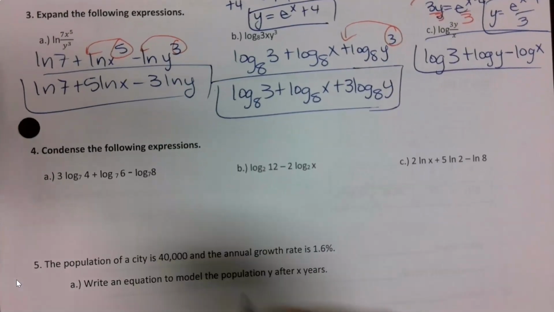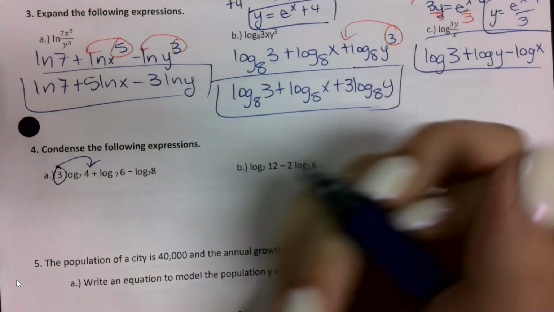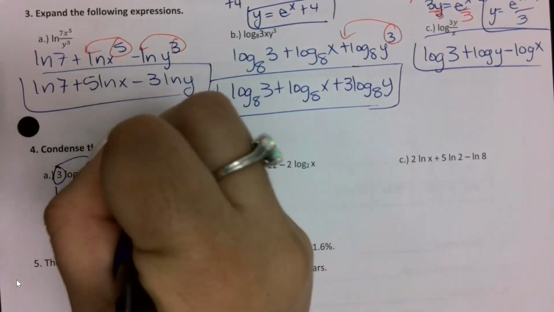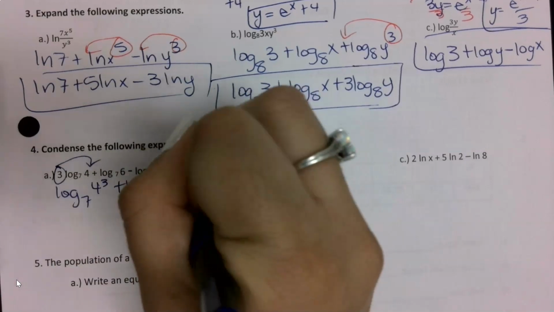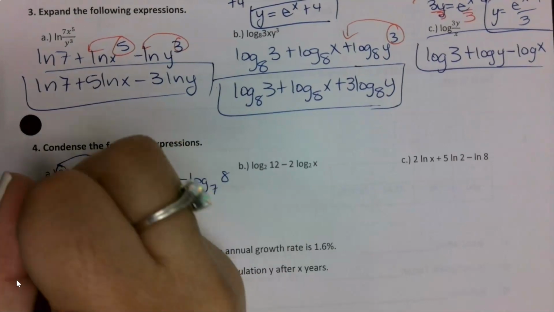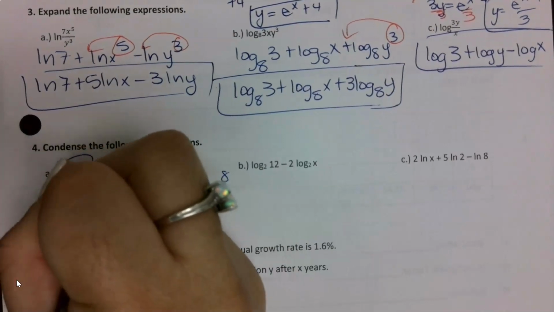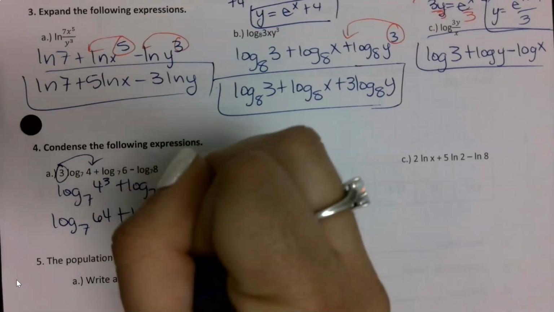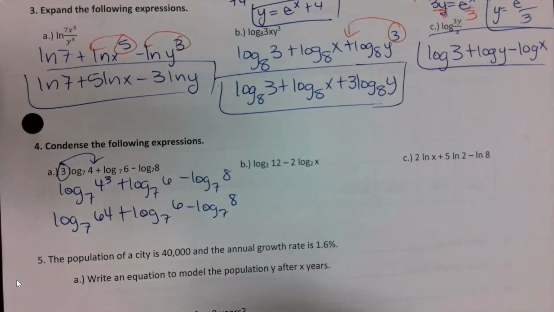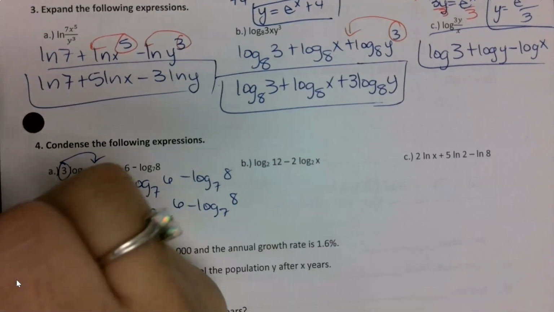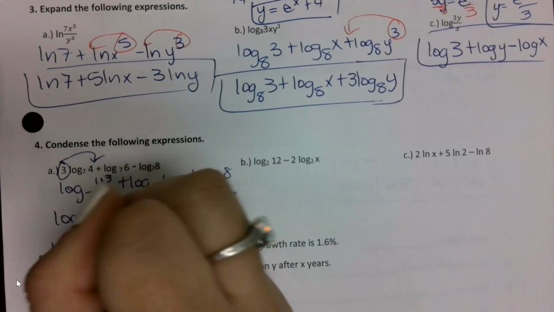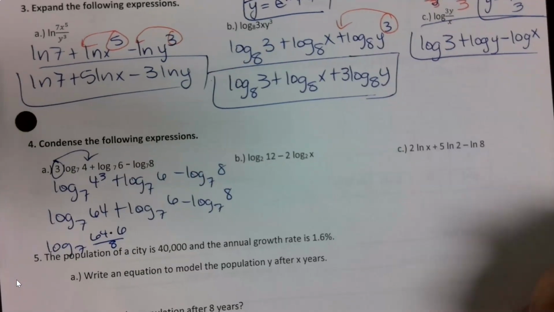These ones I'm condensing, so numbers up front are going to become exponents. So I have log base 7, 4 cubed, plus log base 7, 6, minus log base 7, 8. 4 cubed is 64. Then I want to condense it some more. So my 2 that are being added are going to turn into multiplication. So I have 64 times 6. And then the 8 goes on the bottom because it's division.